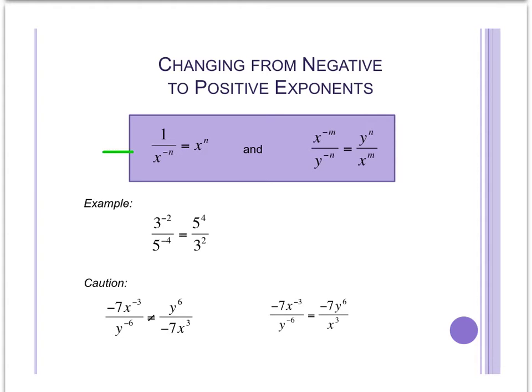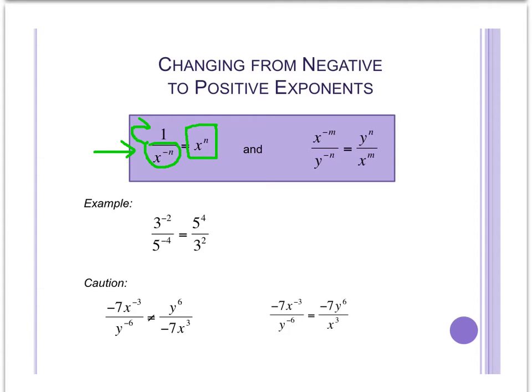So in this case, we have 1 divided by x to the negative n. So the reciprocal of that would move the term of x to the negative n into the numerator, and then the n becomes positive, leaving us with x to the positive nth.